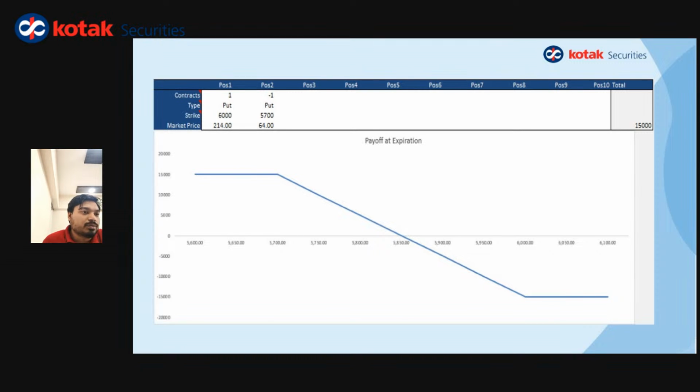So it is 15,000. So 15,000 total rupees would be required to enter this strategy. Now, what would happen if I had just taken a normal put option? If I had just bought a put option, I would be obliged to pay 214 into 100, which is 21,400 rupees just to buy a single put option. But with this strategy, the net premium paid will be 15,000 rupees.